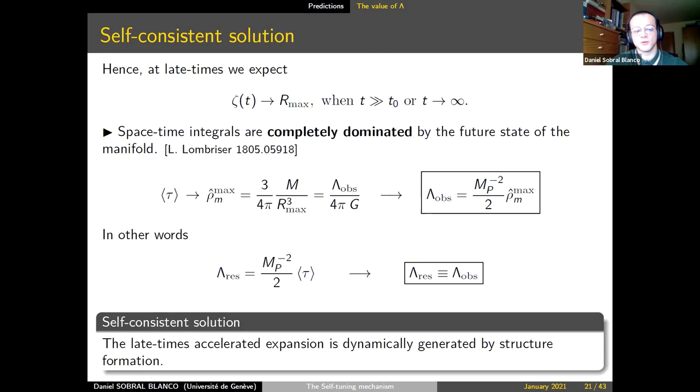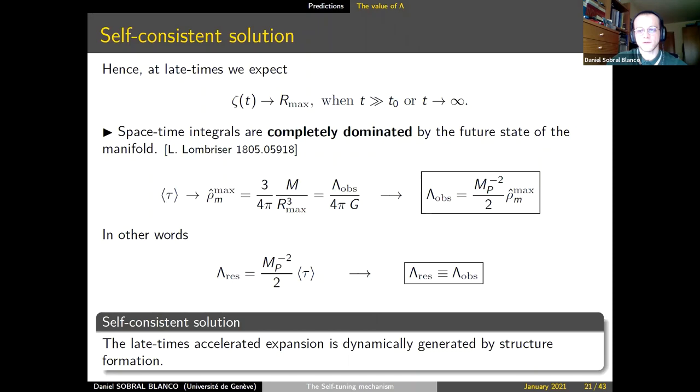The interesting point, also analyzed by Lucas before, is that space-time integrals like the space-time average of tau are completely dominated by the future state of the manifold. So, assuming that this happens, we can find that tau reduces to the maximum density that appears in the matter patch we are living in, which can be rewritten into this form, because this maximum radius is related to the observed cosmological constant through the equations of the spherical collapse model.